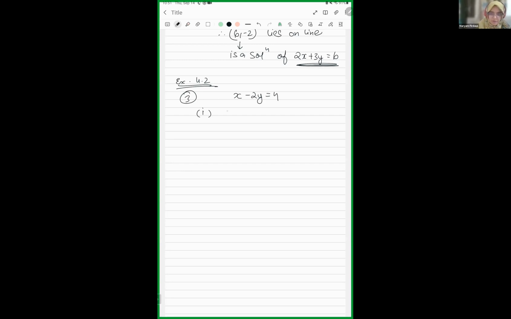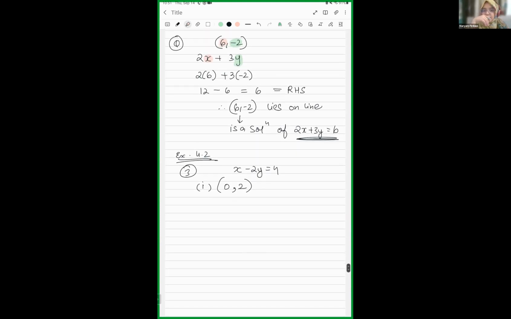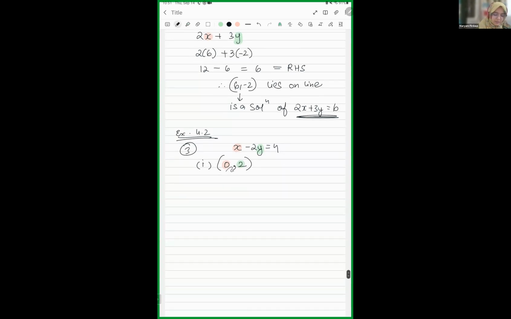So first of all, let's check for 0, 2. Is this a solution of the equation? What do we have to do for this? We just now did very similar questions. We have to put the value of x in place of x and y in place of y. So in place of x we put 0, in place of y we put 2. So 0 minus 2 into 2 is not equal to 4.